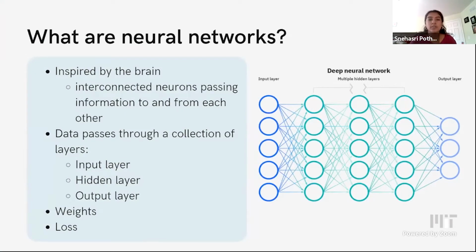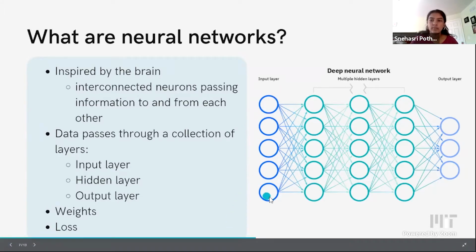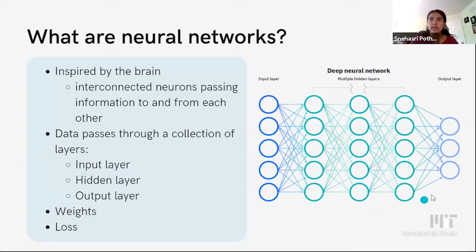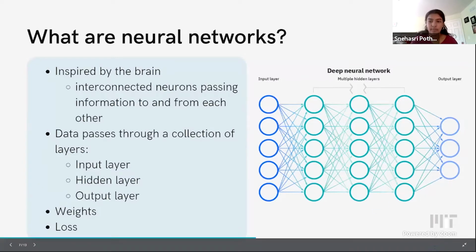So in our project, we use a neural network as our model algorithm. But what are neural networks? To start, neural networks are a type of machine learning algorithm that are inspired by the brain. Similar to how the brain has interconnected neurons that pass information to and from each other, a neural network is a collection of computational neurons passing information to and from each other. You can see here that after the pre-processing that Dhruv mentioned, the data passes in through the input layer, moves on to the hidden layers, and then exits in the output layer.